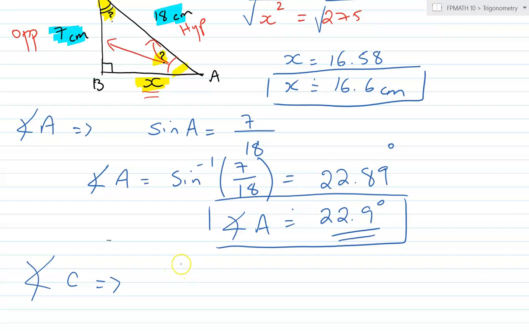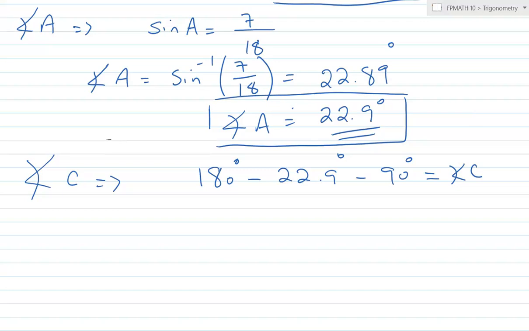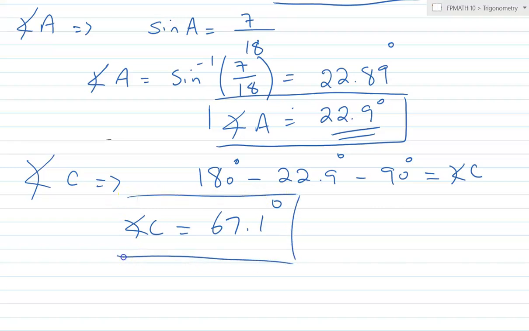So basically, you have 180 degrees minus 22.9 degrees and minus the 90 degrees, and that will give you angle C. When you do the math on that, you get angle C equals 67.1 degrees. Okay, so that's how you do this question.